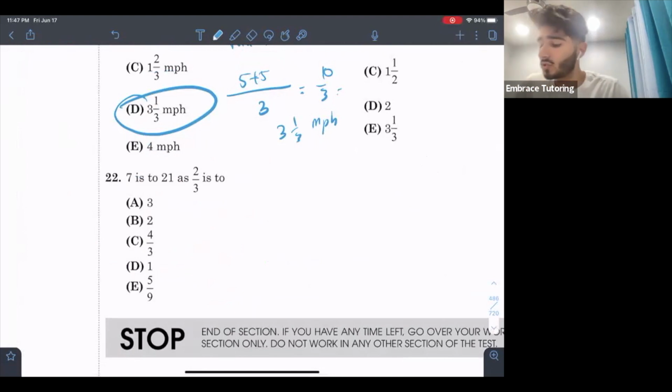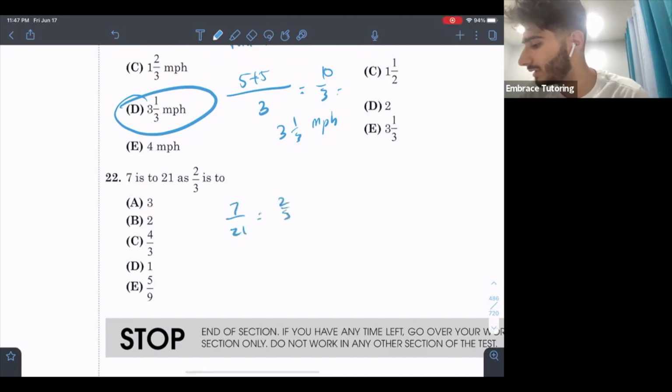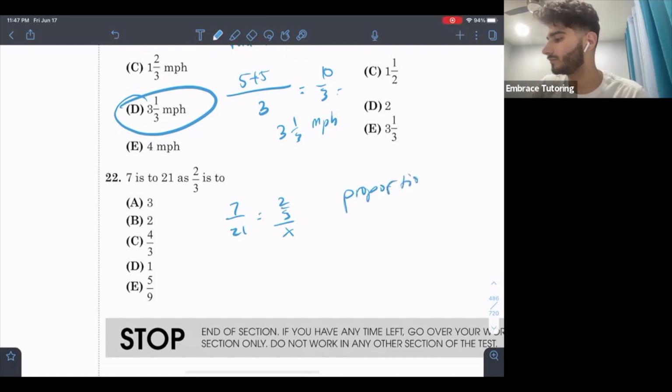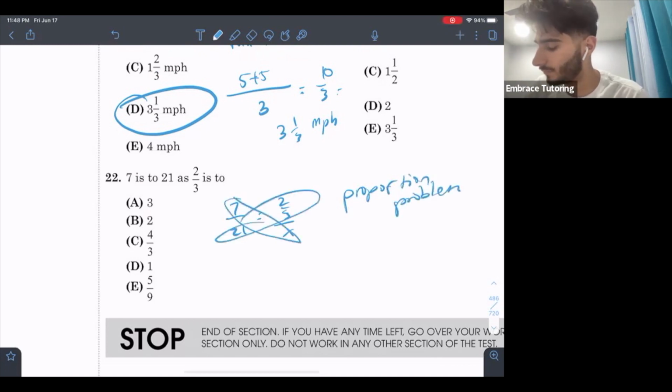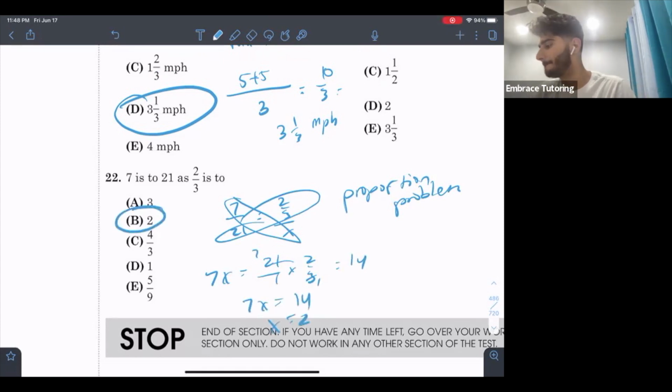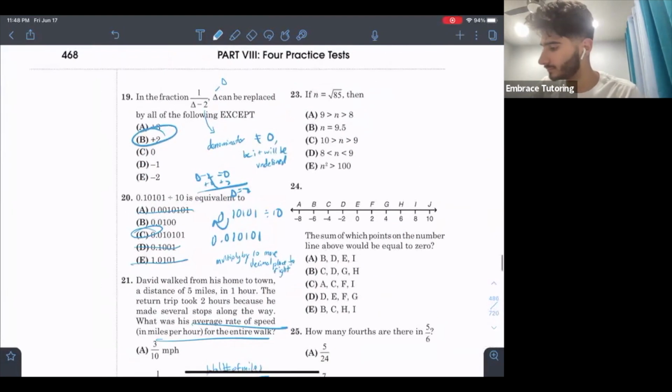Question 22. 7 is to 21 as 2 over 3 is to blank. So 7 is to 21 as 2 over 3 is to x. There's another proportion problem. So you can do 7x is equal to 21 times 2 over 3, which is 14. So 7x is equal to 14, x is equal to 2. Choice B for this question.